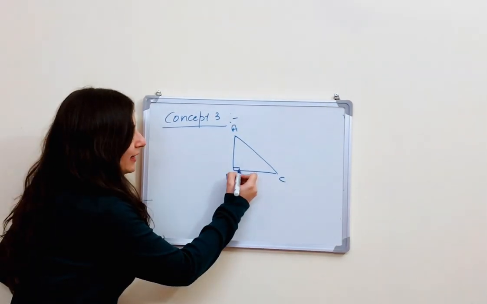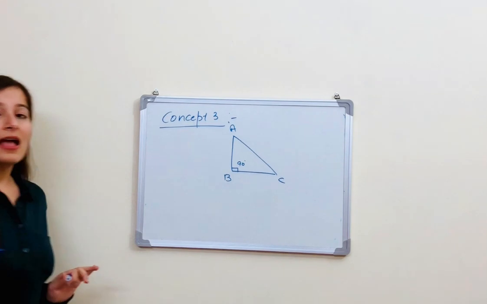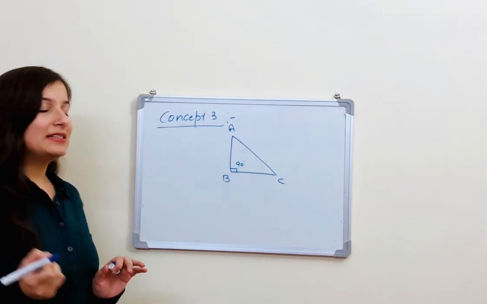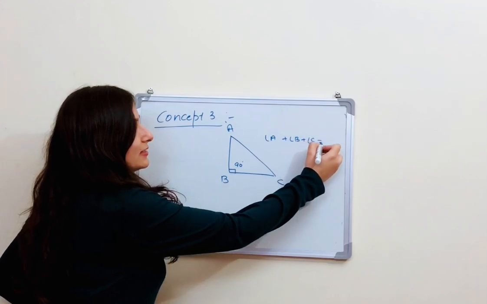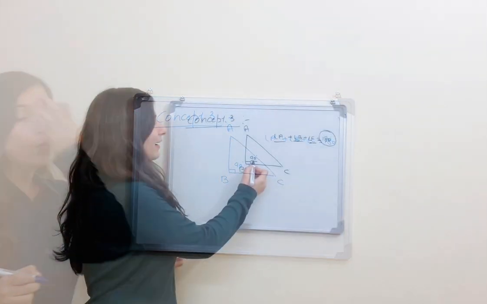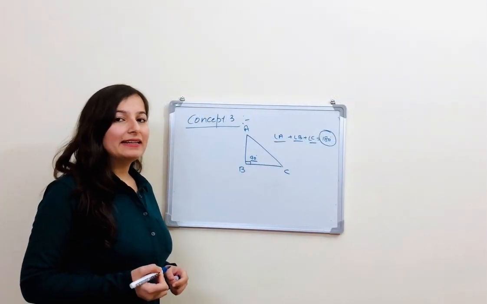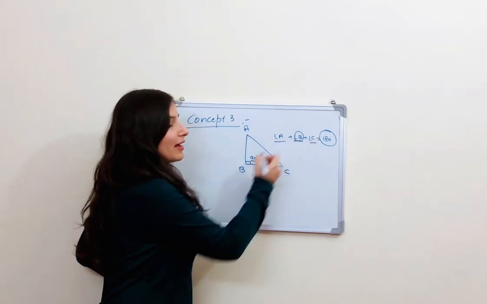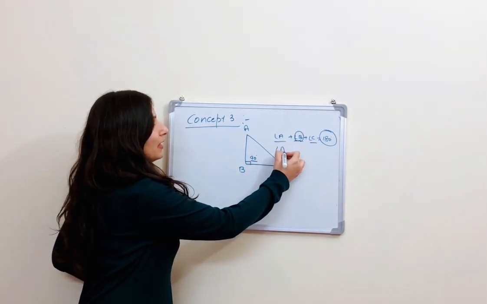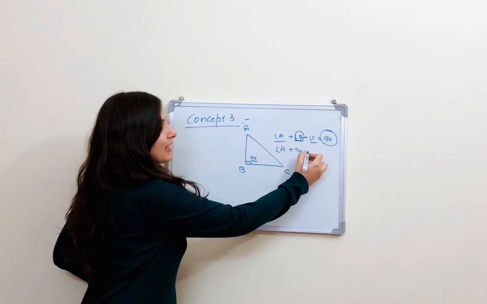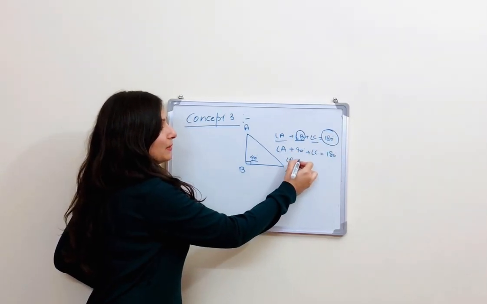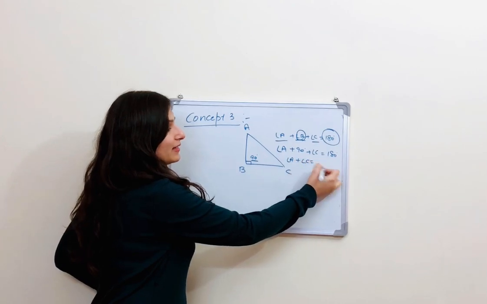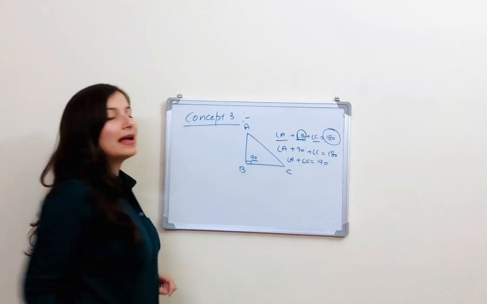which is right angled at B. As you know, the angle sum property says angle A plus angle B plus angle C is equal to 180 degrees. Here angle B is 90 degrees, so we substitute angle B as 90 degrees. It will become angle A plus 90 degrees plus angle C equal to 180 degrees. That will become angle A plus angle C equal to 180 minus 90, that is 90 degrees.